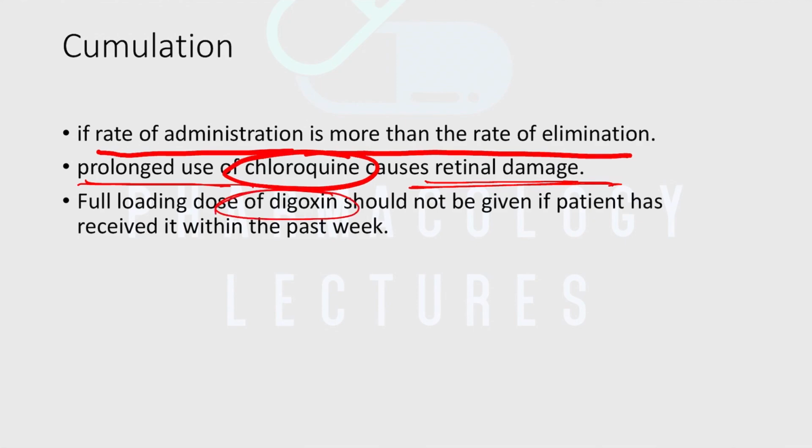One more example is digoxin. We have already discussed digoxin in volume of distribution. Digoxin has a high volume of distribution, and that is why we give a loading dose of this digoxin. So it should not be given if the patient has received it within the past week. If the patient has received digoxin within the past week, there is still some digoxin left in the body, and if you still give digoxin, there are high chances it will accumulate and produce its side effects. So these are called cumulative effects or cumulation.